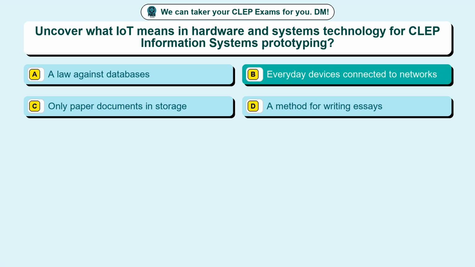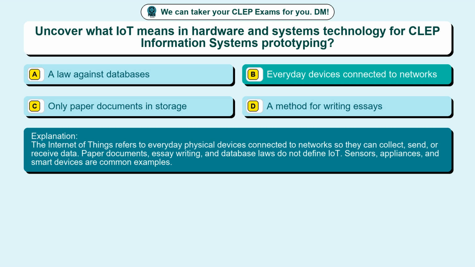Everyday devices connected to networks. The Internet of Things refers to everyday physical devices connected to networks so they can collect, send, or receive data. Paper documents, essay writing, and database laws do not define IoT. Sensors, appliances, and smart devices are common examples.